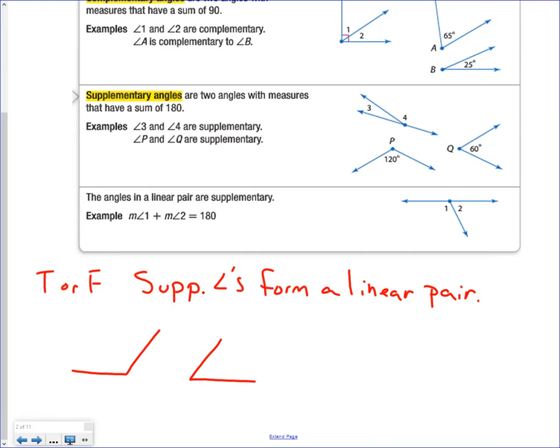On the other hand, if it's a linear pair, it is always supplementary. So a linear pair is supplementary, is always true. That would be the opposite, right? So that would be always true.